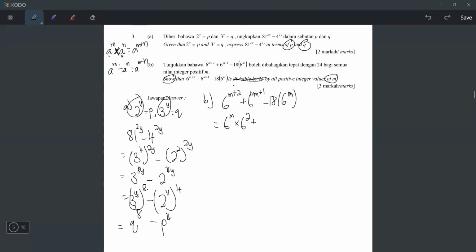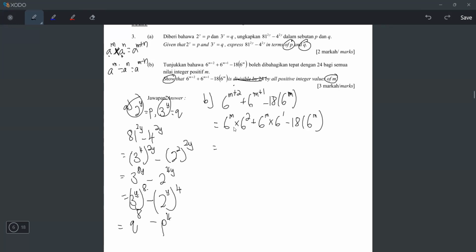Okay, how to split this? 6 power m times 6 power 1. Okay. And then minus 18. So this bracket is like, just follow it. Okay. This one cannot separate already. This one you don't tell me separate. You can only separate when the power has the plus minus sign in between like this. If it's just 6 power m, it is already cannot separate. And the 18 also nothing you can do. That's why I leave it.